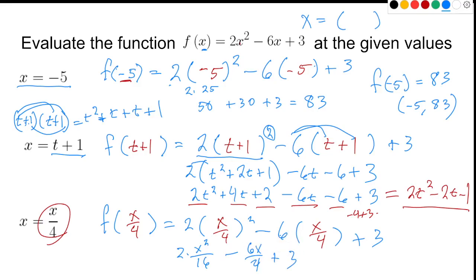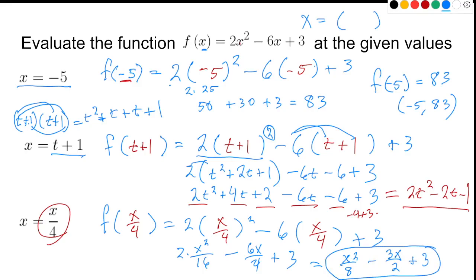And then we just need to reduce the fractions. So 2 goes into 16 8 times. This is going to be x squared over 8. And 6 and 4 reduce because 2 can go into both of them. That gives us 3x over 2 plus 3. So that would be the answer for that part.